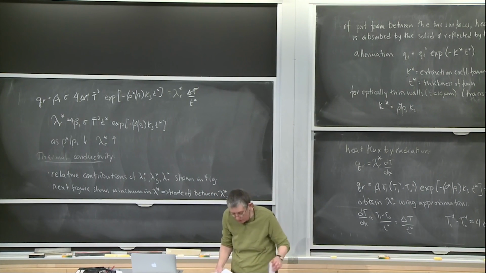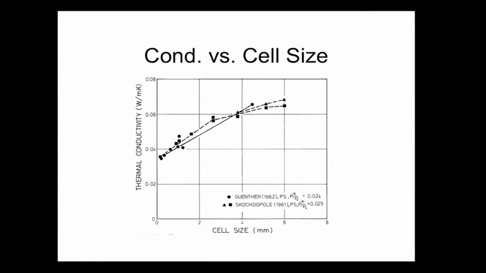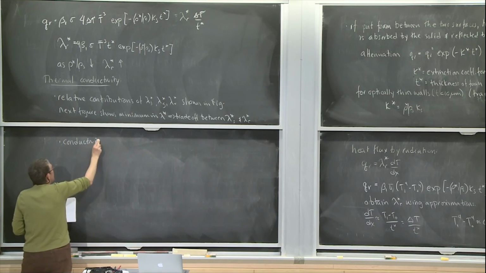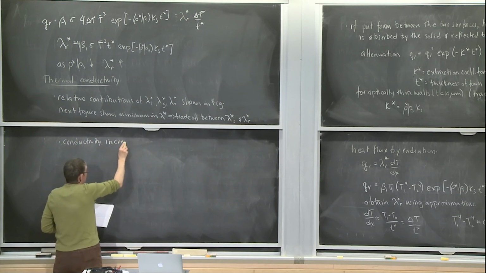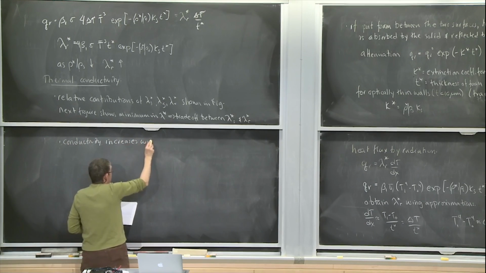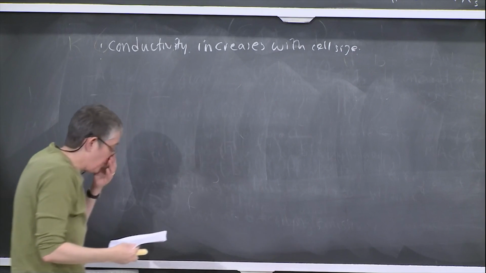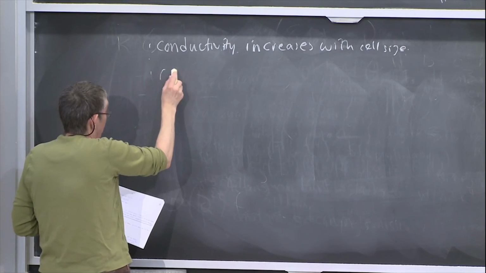And then we also have a plot here that shows the conductivity versus the cell size. You can see that the conductivity increases with cell size. The reason for that is that the bigger the cells get, the less often radiation is reflected.